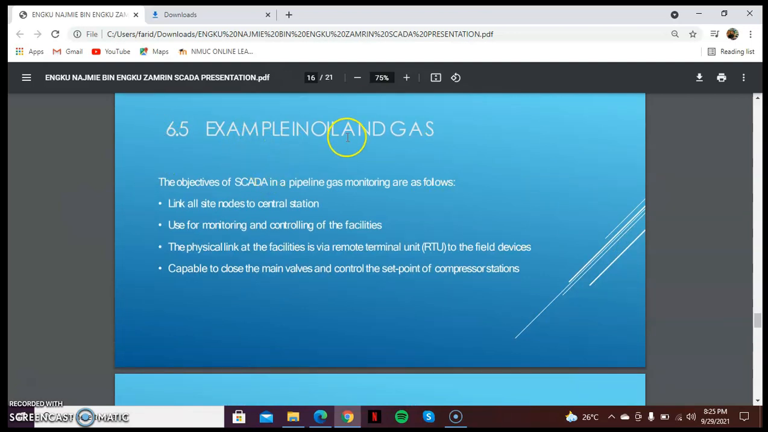Next is an example in oil and gas. The objectives of SCADA in pipeline gas monitoring are as follows: link all site nodes to the central station, and monitor and control the facilities. The physical link at the facilities is via remote terminal unit RTU to the field device. It is capable of closing the main valve and controlling the set point of a compressor station.